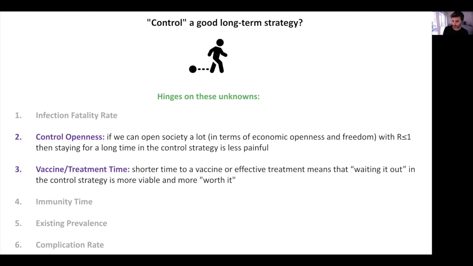So the shorter time to vaccine or to an effective treatment means that waiting it out in the control strategy is going to be much more viable and more likely to be worth it. Whereas if it took a really, really long time to get a vaccine or good treatment, the appeal of being in this sort of semi-lockdown state where we're sort of open but we're sort of not for potential years, that's potentially not very appealing. And ideally, we'd consider doing something else if we could.